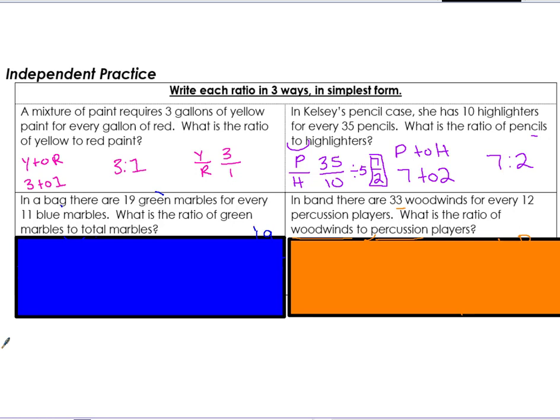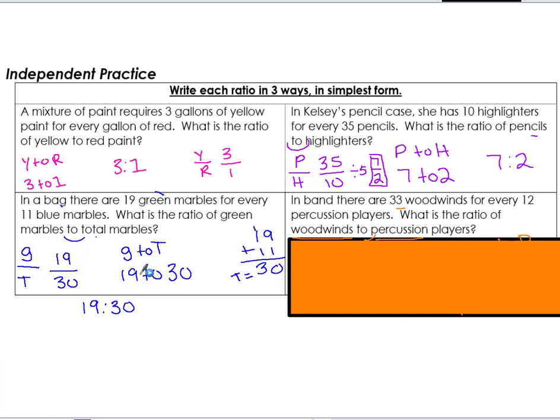In a bag, there are 19 green marbles for every 11 blue marbles. What is the ratio of green marbles to total marbles? Okay, read the question carefully. It's saying ratio of green marbles to total marbles. Go ahead and pause and solve your question.